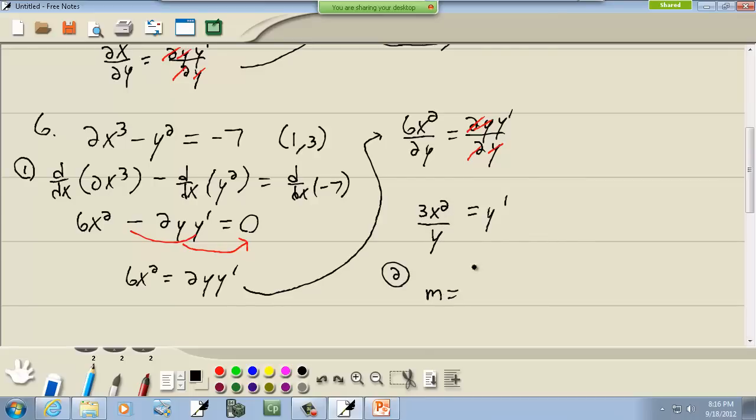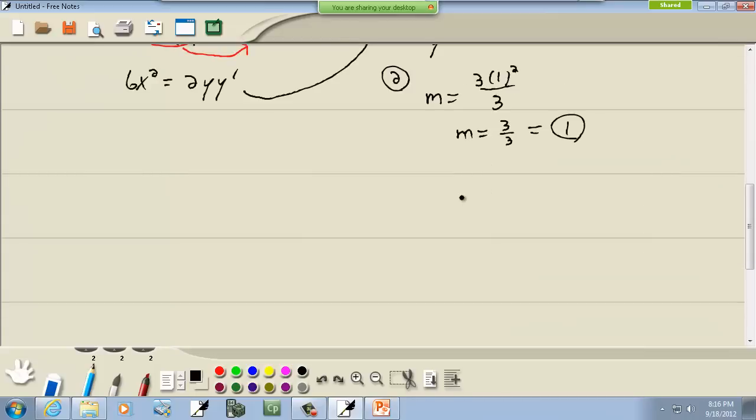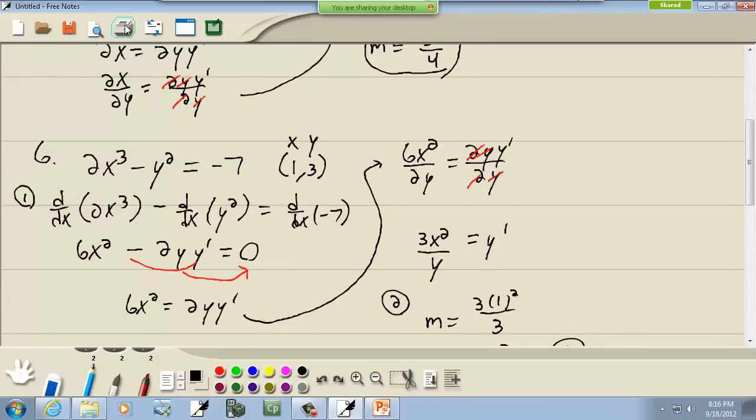Now our second step is to change y prime to m and plug in the x and y part of your point. So put 1 in for the x, so we get 1 squared, and y is 3. 1 squared is 1, times 3 is 3, and 3 divided by 3 gives you 1. Let me save that. Then we'll look at the next problem.